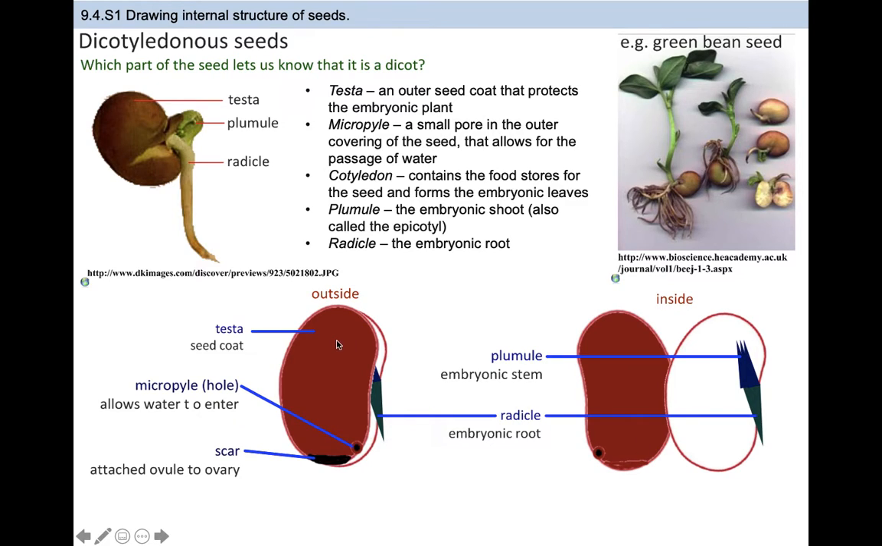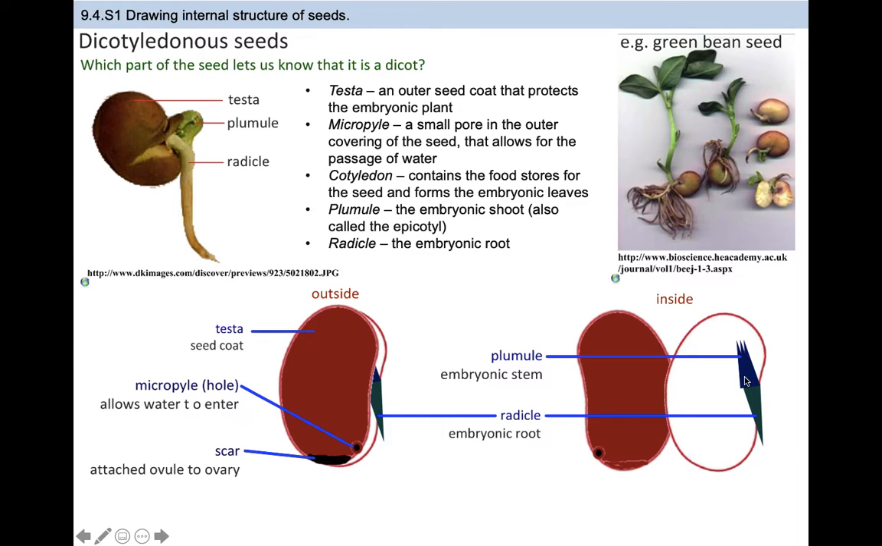So the testa is the outer seed coat that protects the embryonic plant. Then we have this thing called a micropyle. It's like a little hole, and this is where water is going to enter and kind of initiate the germination response. Then we have the cotyledon, that's on the inside, and the cotyledon contains food stores for the seed and forms embryonic leaves. And then we can take a look here.